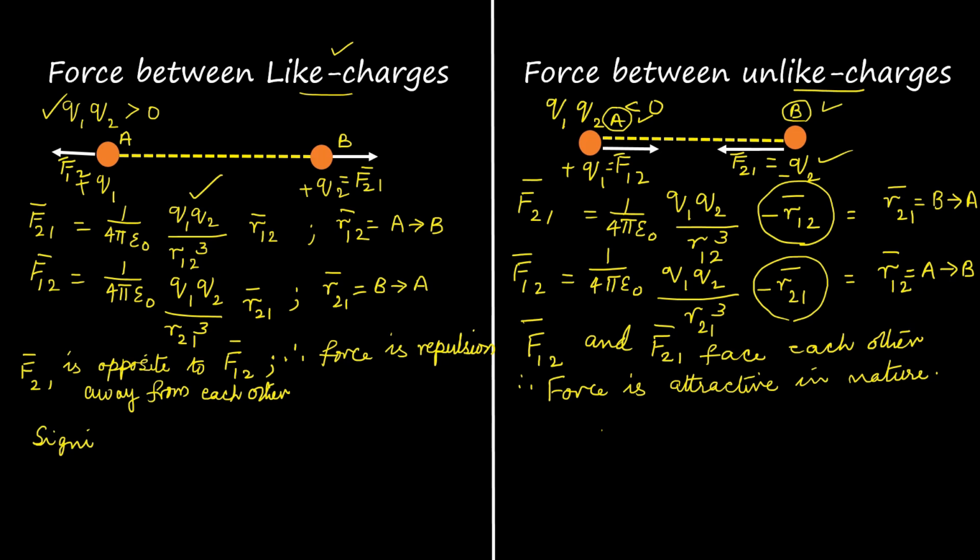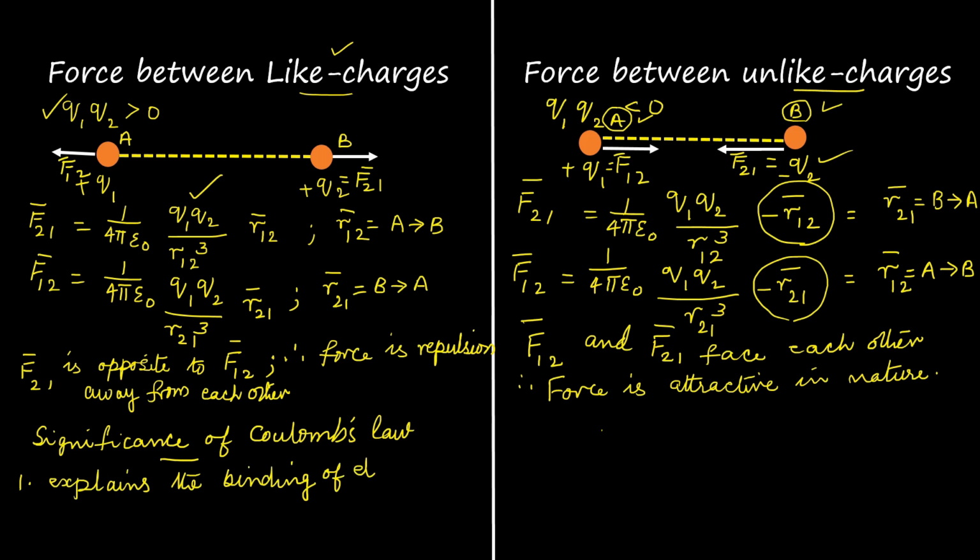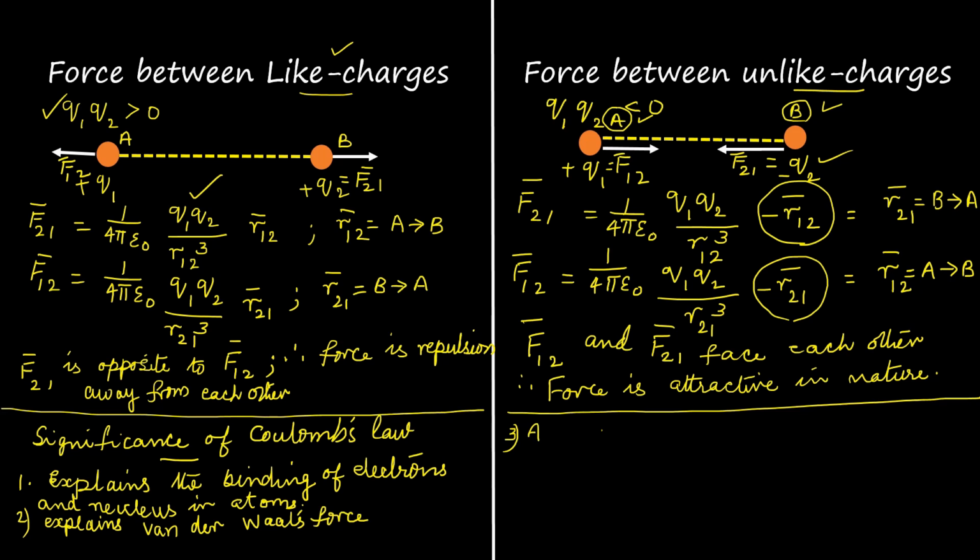Now we will see the significance or importance or the features of Coulomb's law. Coulomb's law explains the binding of electrons to the nucleus in atoms. It also explains van der Waals force among atoms, which binds atoms in a molecule. It agrees with Newton's third law of motion, which states for every action there is an equal and opposite reaction. F21 is opposite to F12.